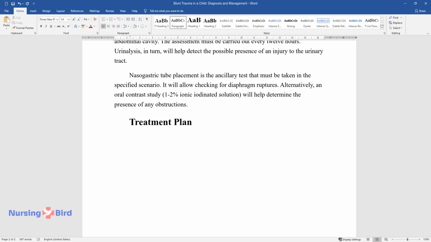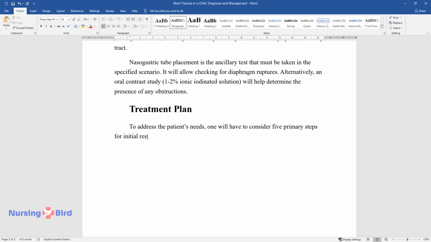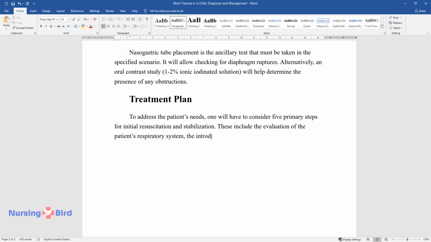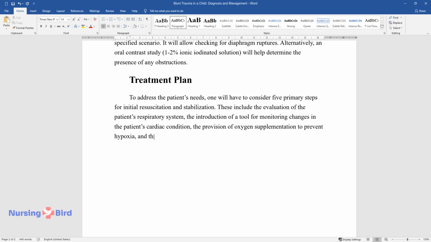Treatment plan. To address the patient's needs, one will have to consider 5 primary steps for initial resuscitation and stabilization. These include the evaluation of the patient's respiratory system, the introduction of a tool for monitoring changes in the patient's cardiac condition, the provision of oxygen supplementation to prevent hypoxia, and the use of tube or intravenous lines.